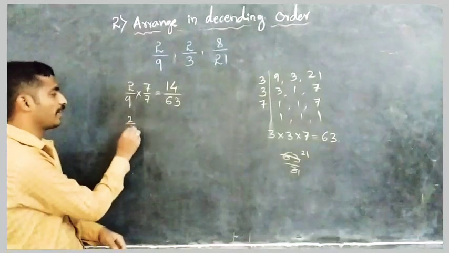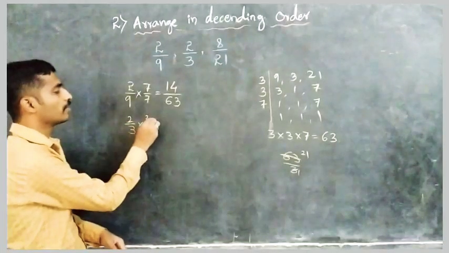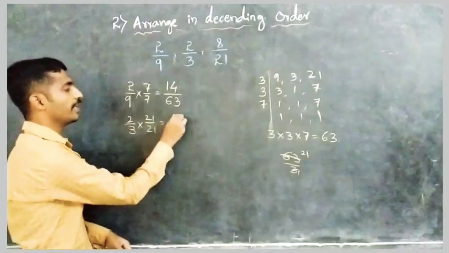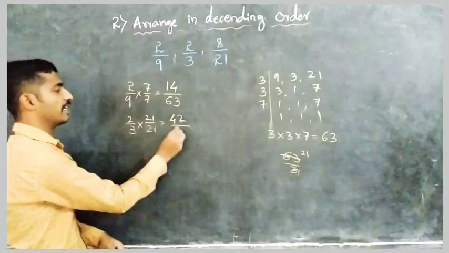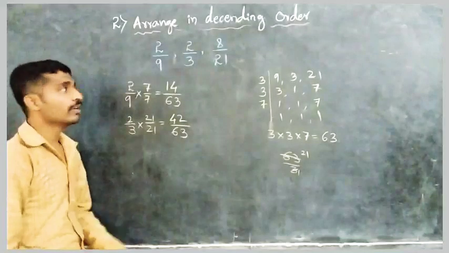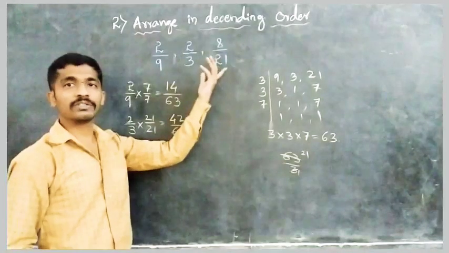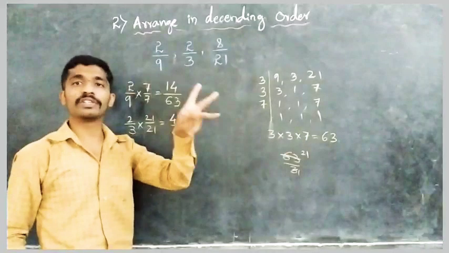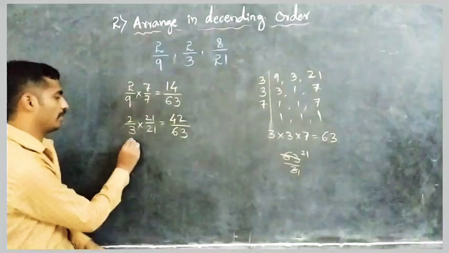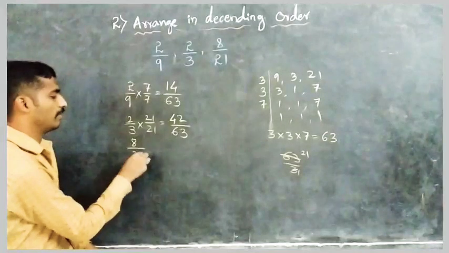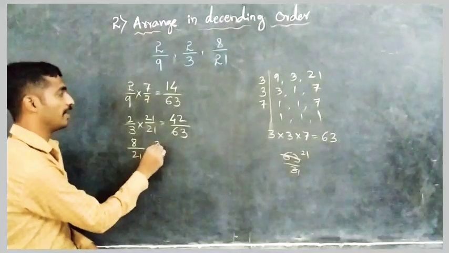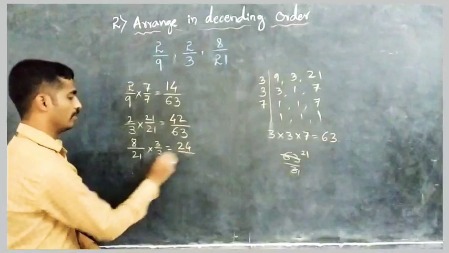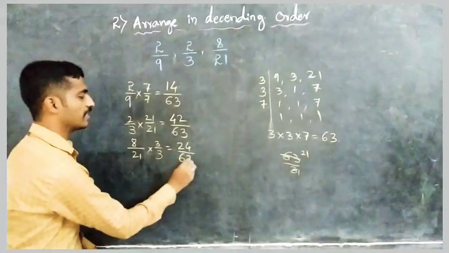Okay, 2 by 3 into 21 by 21. 21 2s are 42, 21 3s are 63. Now, already it is 21. So 21, how much is 63? 21 3s are 63. So that thing you have to multiply with 3 by 3. So 8 3s are 24, 21 3s are 63.